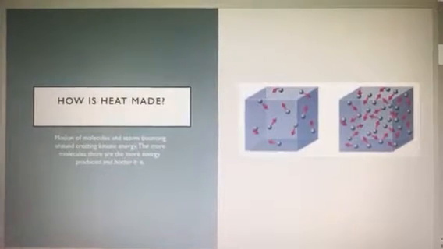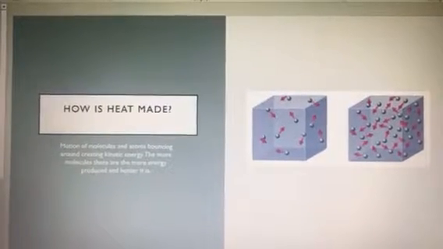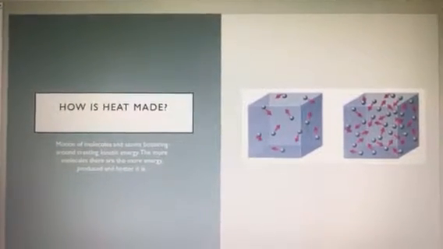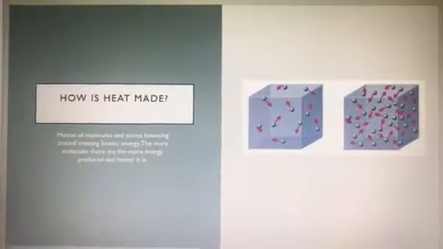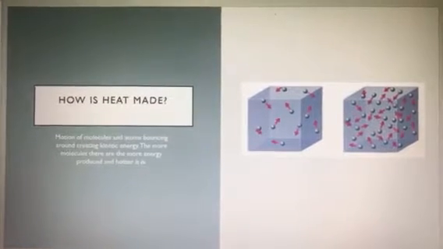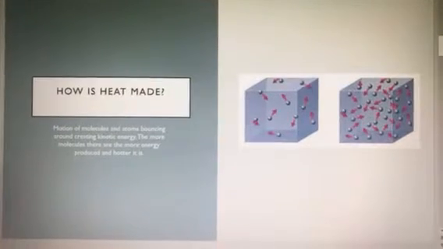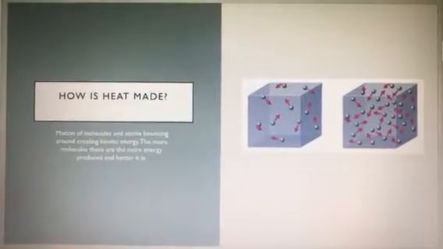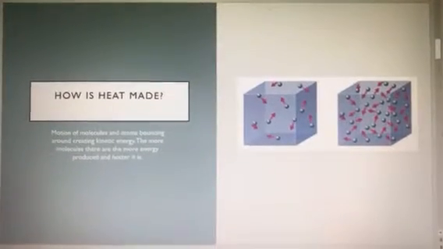How is heat made? Heat is made with motion. The motion of molecules and atoms bouncing around, creating kinetic energy. The more molecules there are, the more energy produced, and the hotter it gets. More molecules, more movement, more energy, more heat.